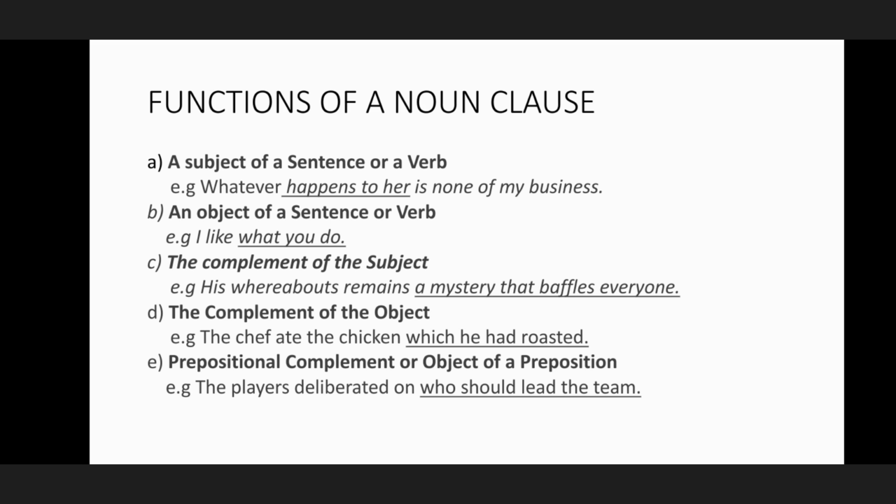Now, "The players deliberated on who should lead the team." So, "who should lead the team" there is the noun clause coming after the preposition "on." So, the group of words underlined there is functioning as complement of the preposition "on," or object of the preposition "on," because they are deliberating. So what they are deliberating on is what the preposition is pointing at or relating the players' deliberation to. I hope that is clear as well. So let's progress to the final part of a noun clause, which is the types.